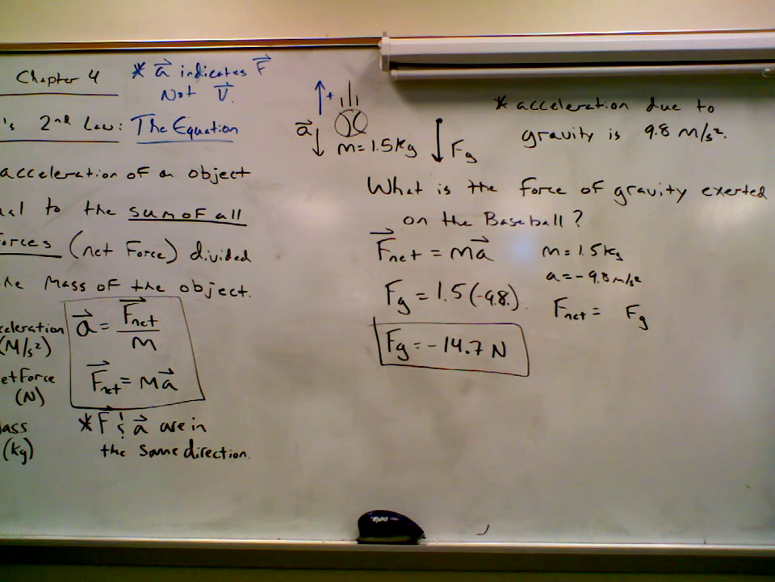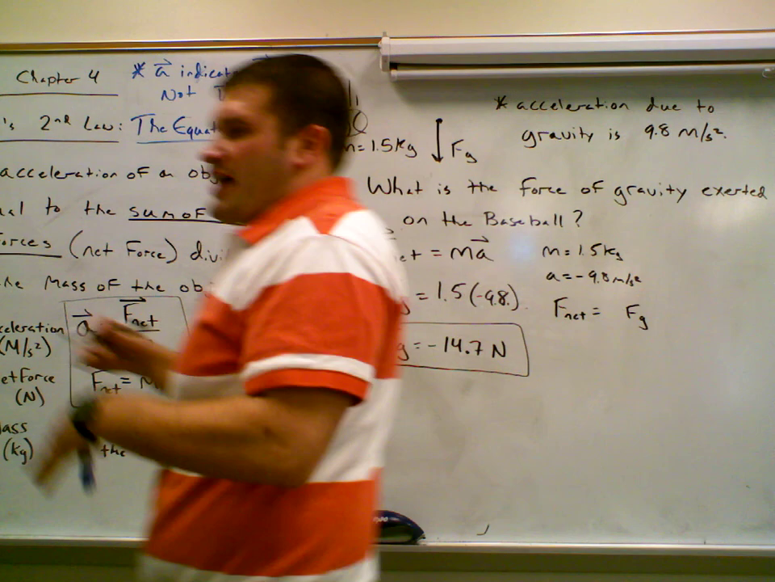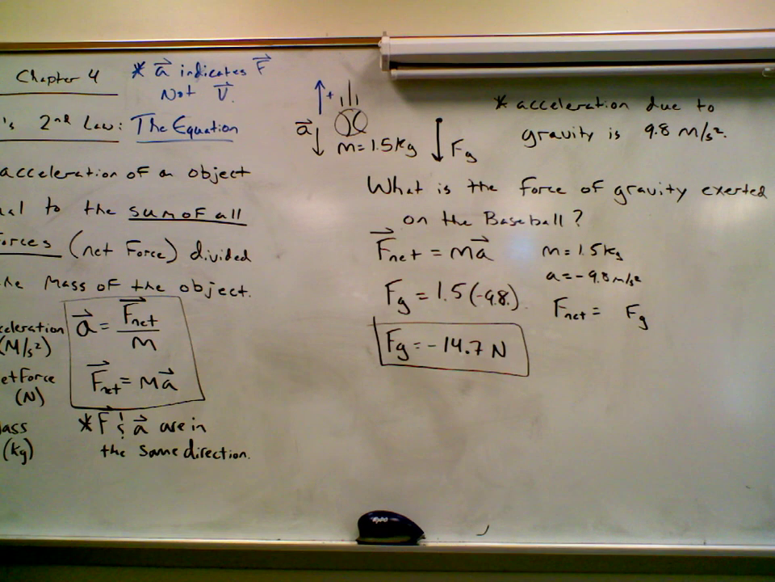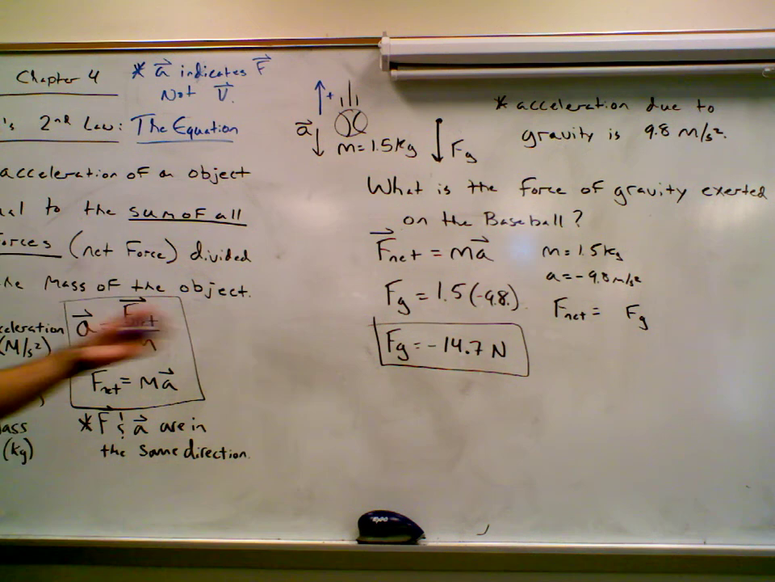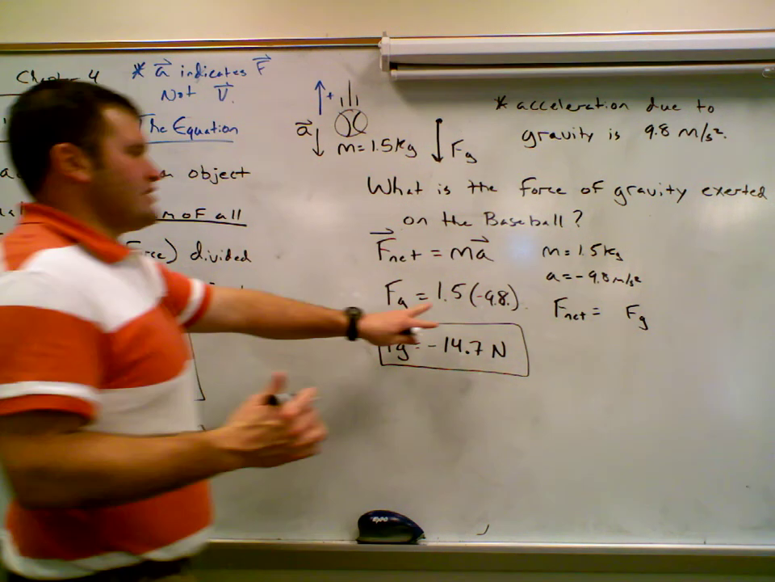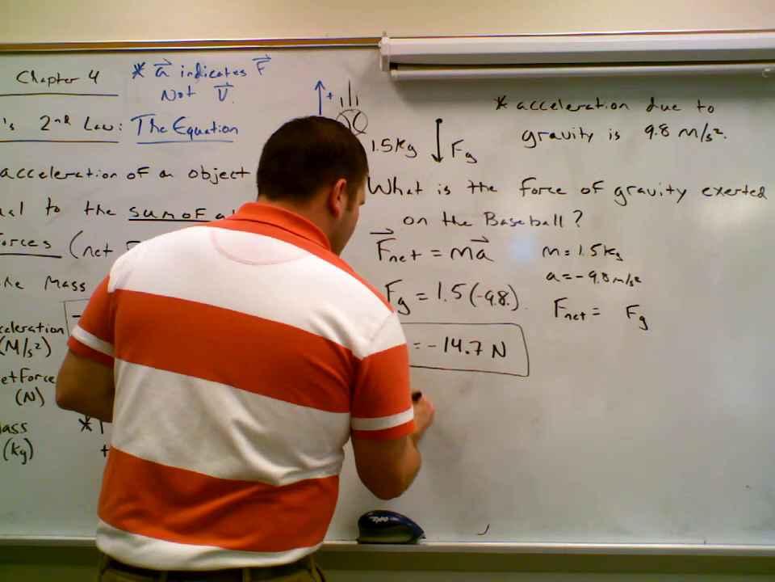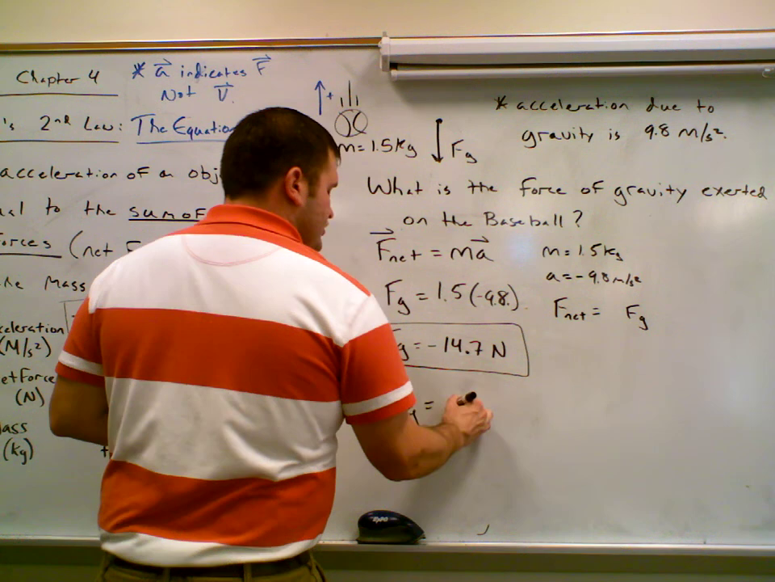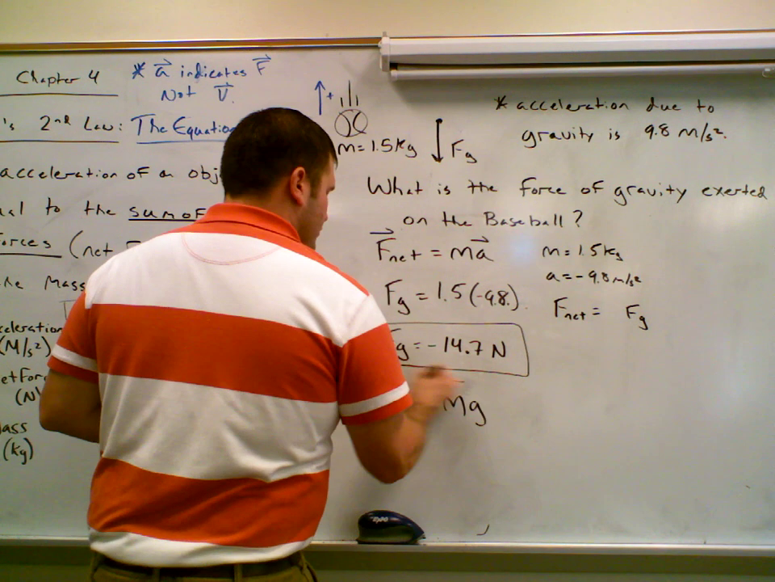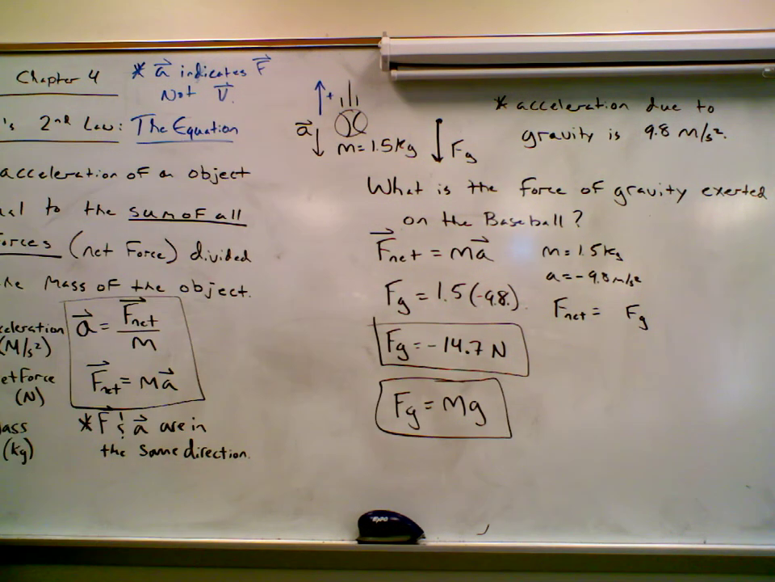Are there any questions? So now this worked to find the force of gravity acting on the baseball, right? What if I wanted to make this more general, to just a mass and gravity? What was my mass here? 1.5. And gravity? Negative 9.8. So I can make a general equation for the force of gravity: force of gravity equals m times g.